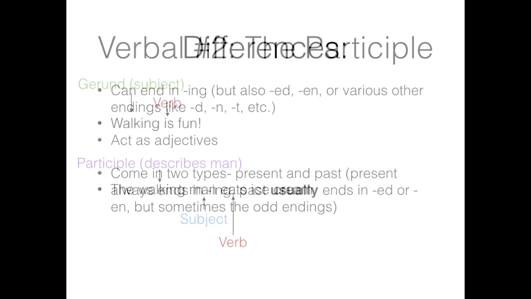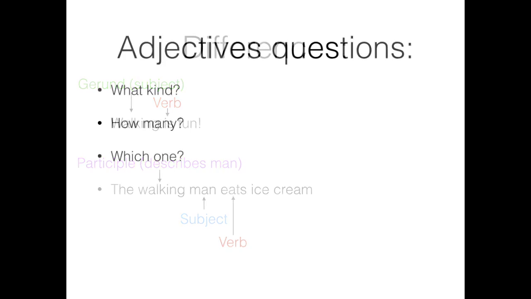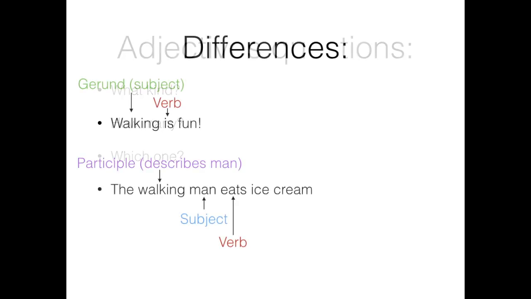Here are some examples that illustrate the difference between a present participle and a gerund. Notice that in the second sentence, walking modifies man by telling us what kind of man he is. In this sentence, eats is the verb, and if you'll recall your adjectives, you'll know that adjectives answer three questions: what kind, how many, and which one. Since this walking answers the first of those, what kind, we can safely say that it is an adjective.